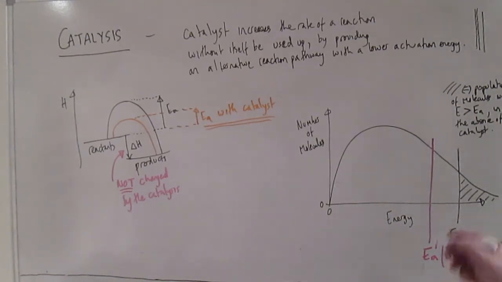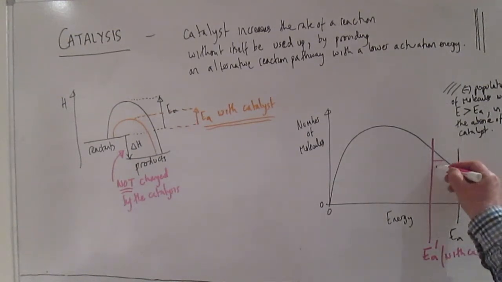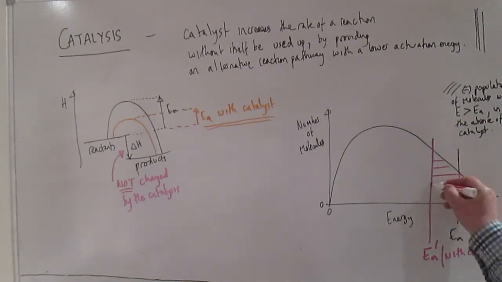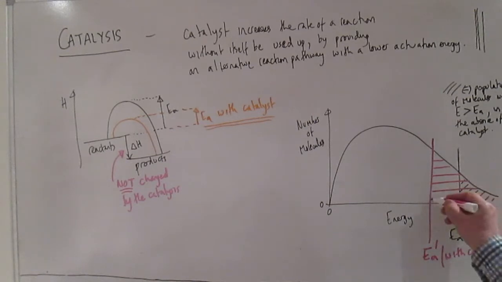And you can see the difference it makes is that now we have this huge area representing the population with enough energy to react when they collide. And that tells you why the rate is faster. The molecules don't collide any more frequently, but when they collide, they have a much higher probability of having enough energy to react. And therefore the rate is increased.